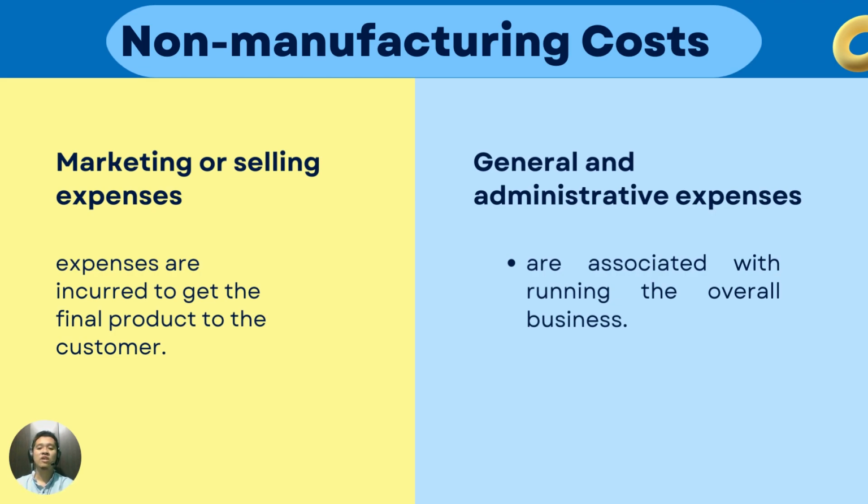General expenses are those associated with running the overall business. These include general management, the salaries of management, and the rent of the offices. These are all non-manufacturing costs.